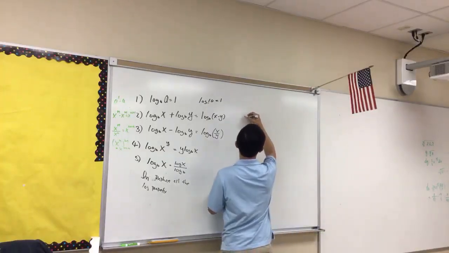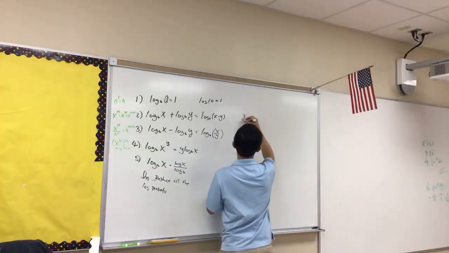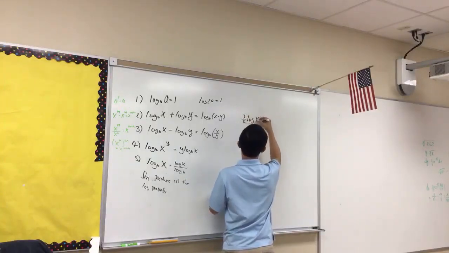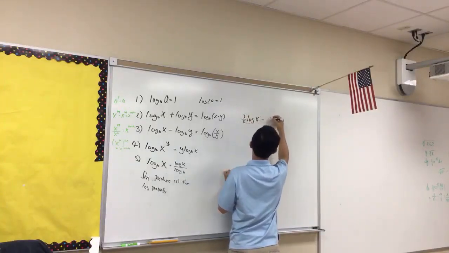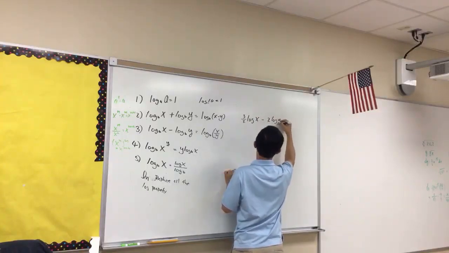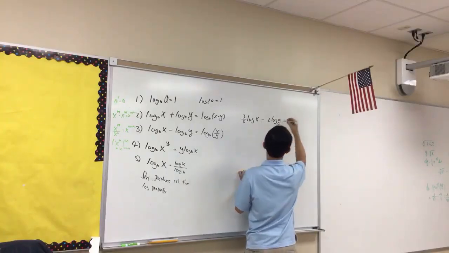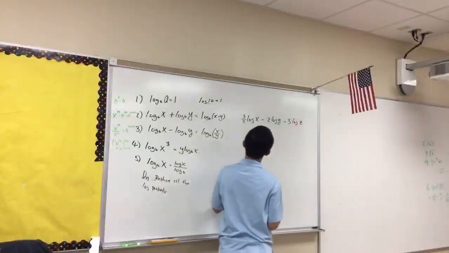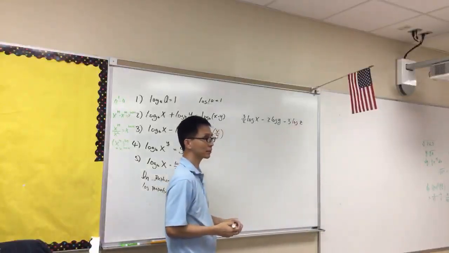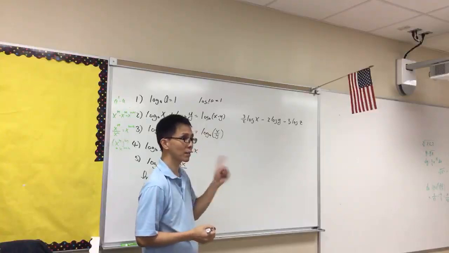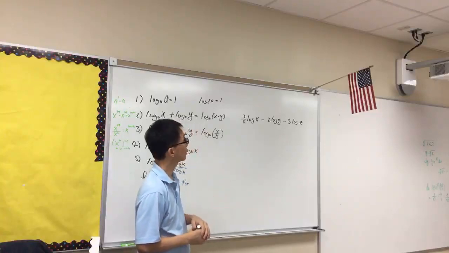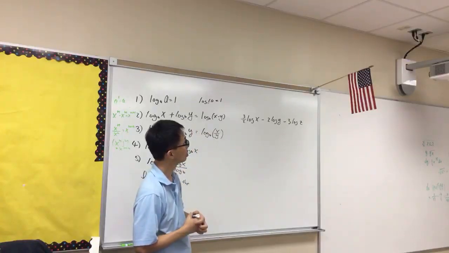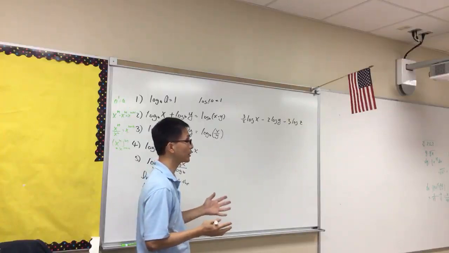So let's say 3/2 log of x minus 2 log of y minus 3 log of z. And what kind of base are they? Do they have the same base? Yes. Oh, wait. No. Yes. Yeah. Oh, no, yeah. They're all 10, right? Yeah.